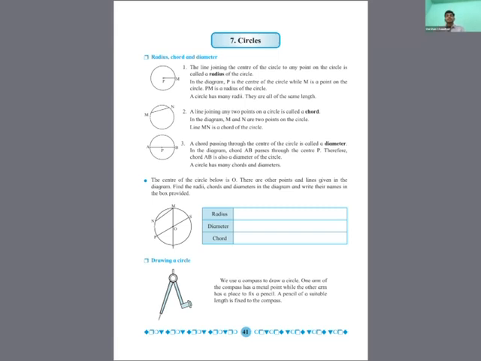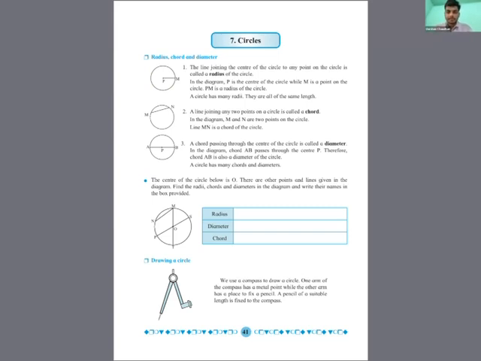The main definition: a circle is a closed curved surface with the set of all points which are at a fixed distance from a fixed point. The fixed point we call the center of the circle, and the fixed distance is the radius of the circle. A circle has many radii, like this. Here also, here also, here also. We can draw many with the same length. This is the radius of a circle.